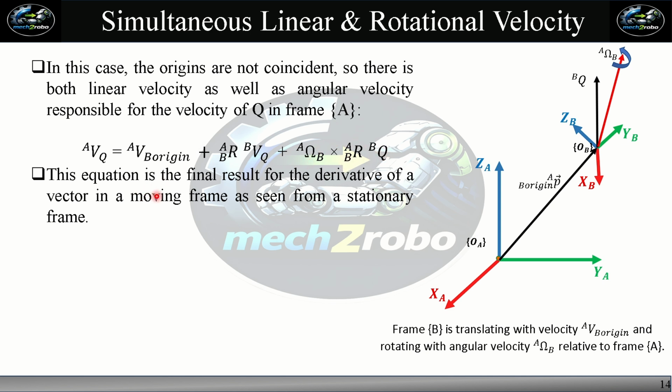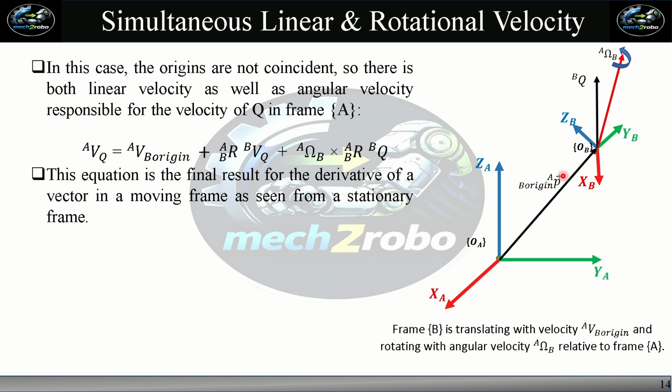And this equation is the final result for the derivative of a vector in a moving frame which is seen from a stationary frame. We can simply say that we just define the velocity of this point with respect to this fixed frame A, and it has three components, three terms.